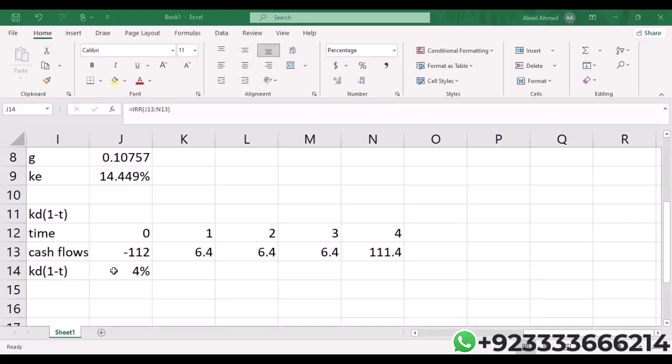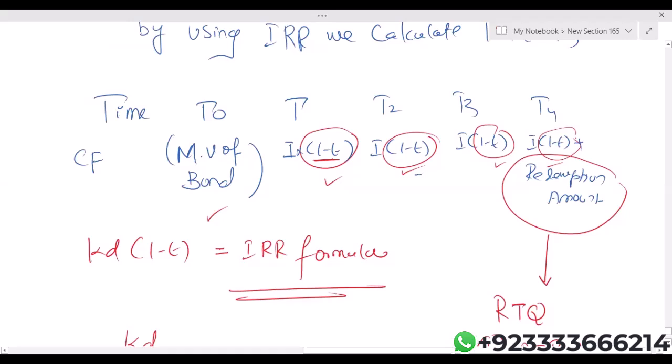But again, I'm repeating the concept that the FM approach is not our first priority. The first priority is YTM. Let's go back to the OneNote. Okay, we are back.